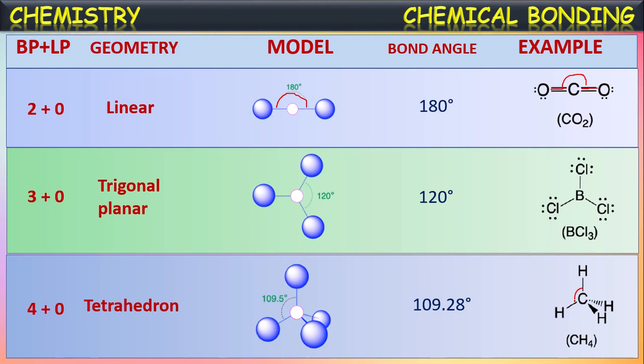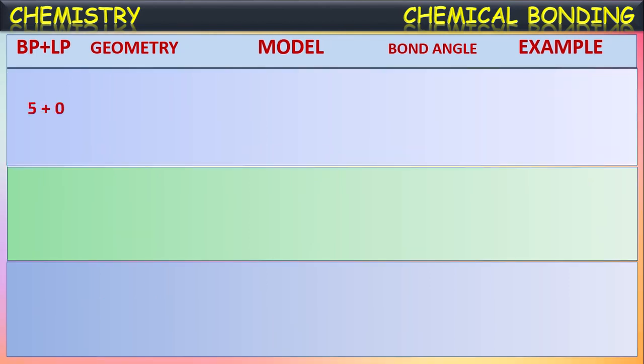Okay. Now let us see another one. The molecules with 5 bond pairs and no lone pairs. If there are only 5 bond pairs without lone pairs, then the geometry of the molecule is expected to be trigonal bipyramidal. So see how the model is representing it.